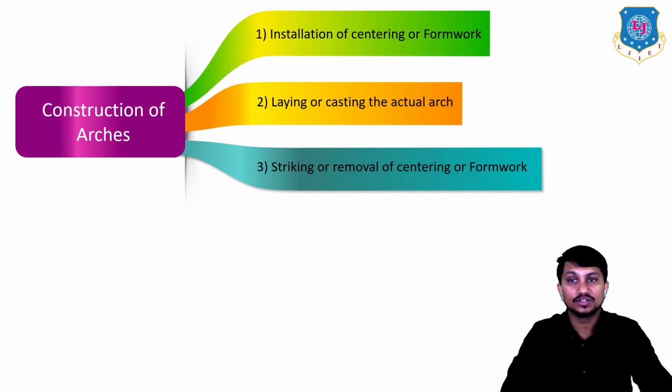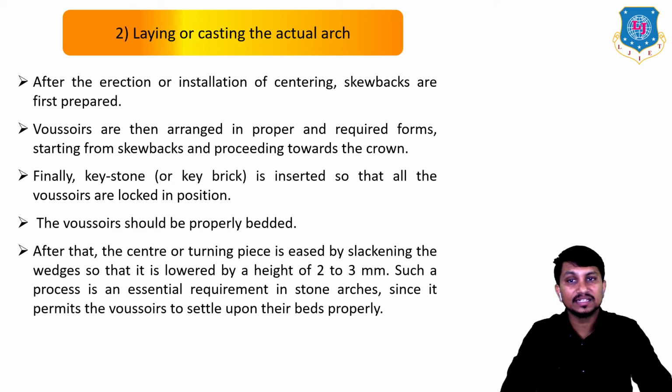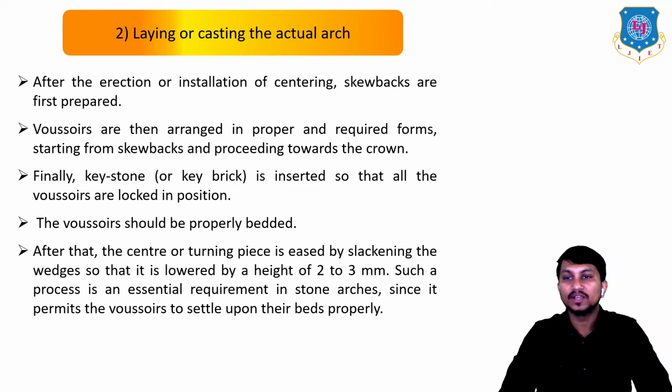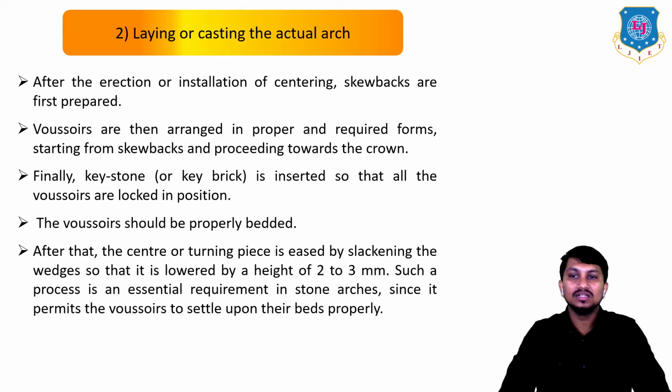The second step of construction of arch is laying or casting of the actual arch. After erection or installation of centering, skew backs are first prepared, which is the inclined portion of the arch. Then voussoirs are arranged in proper and required forms, starting from skew backs and proceeding towards the crown. Finally, the keystone is inserted so that all the voussoirs are locked in position. The voussoirs should be properly bedded.